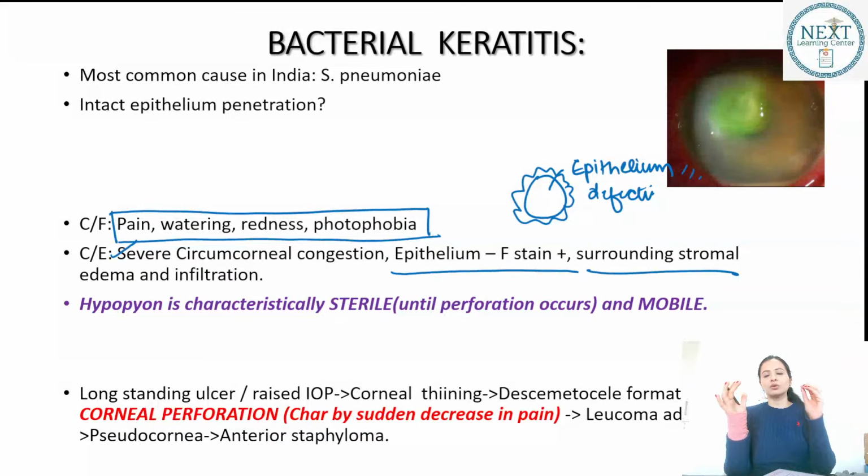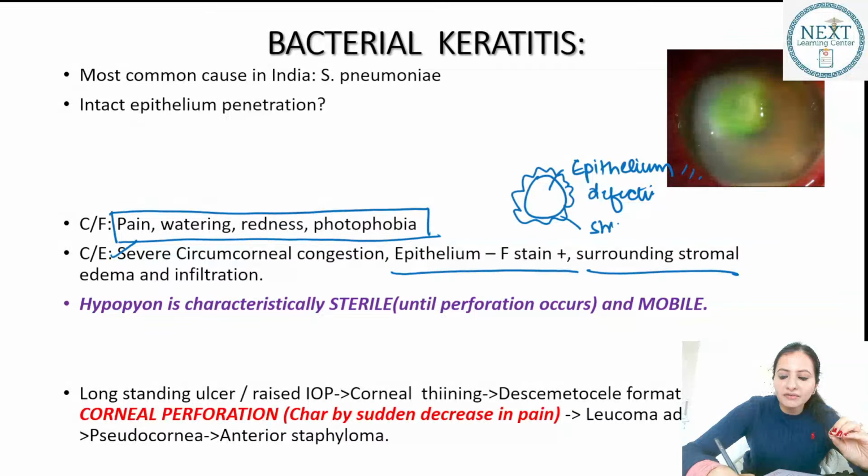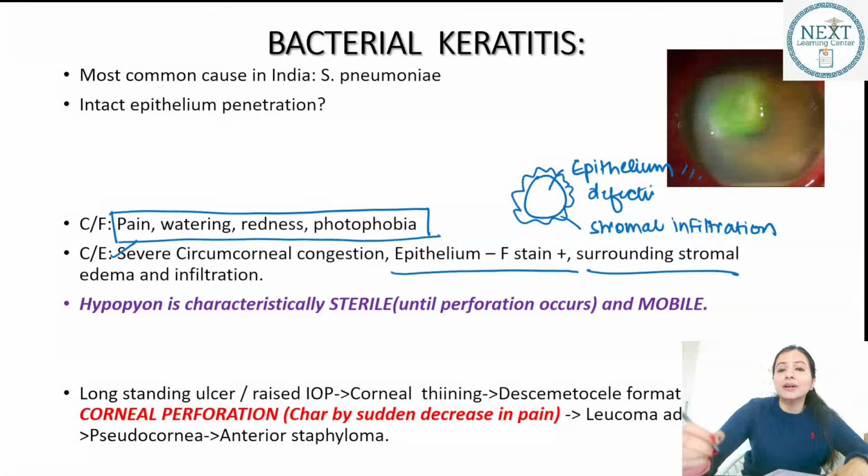See what happens? Some microorganism comes, it will attack the cornea. Once it attacks the cornea, the body will send some cells to counteract that organism. So you will have stromal infiltration. What is stromal infiltration? Nothing but the WBCs of our body that will go and act against the organism. Along with that, there is some edema in the stroma.